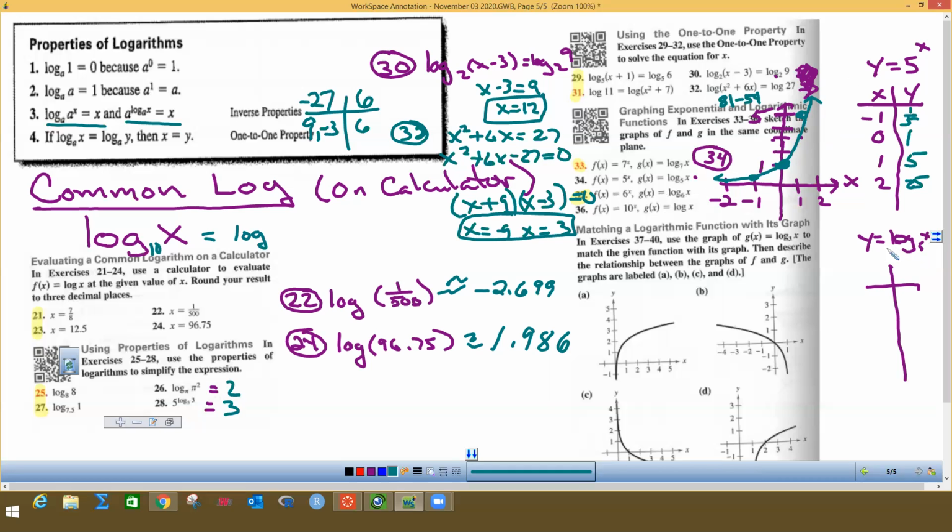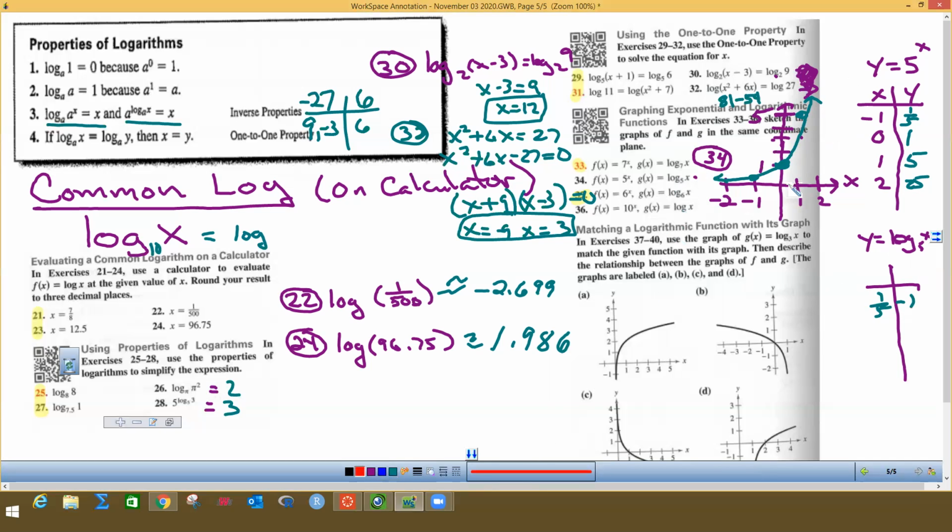Now, if I want to do y equals the log base 5 of x, you can just take these ordered pairs and flip-flop them. So 1/5 is going to give you out negative 1. I'm going to do these in red.